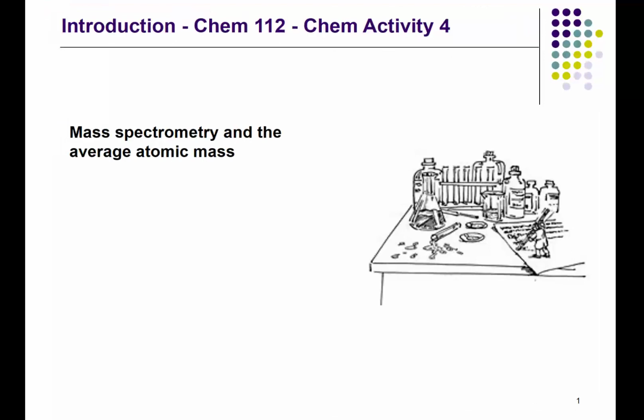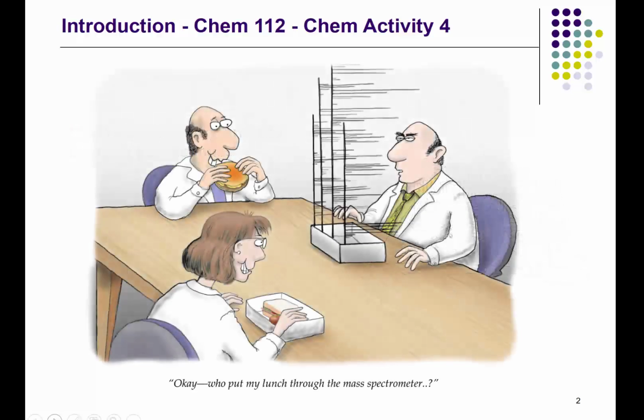In this activity and the corresponding set of videos, we will explore how the technique of mass spectrometry can be used to determine the average atomic mass of an element. We begin with a cartoon where three scientists appear to be having lunch. One is lamenting that someone has processed his lunch in a mass spectrometer, and the other two scientists are looking somewhat sheepish. Of course, only those who know something about mass spectrometers would find some humor in this cartoon.